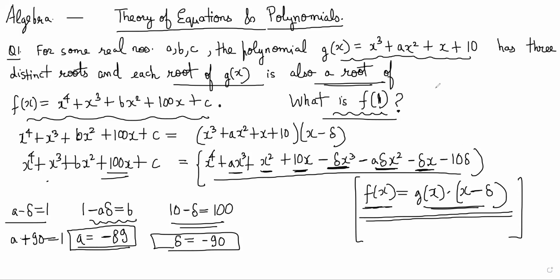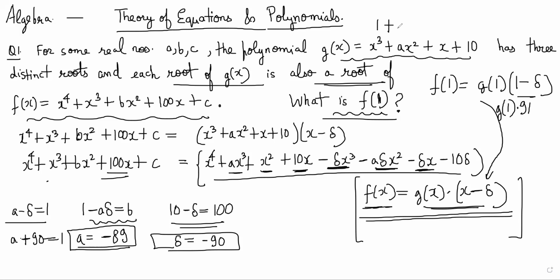So if you want to find out f(1), you can just put here, you will get g(1) times (1 minus delta). So 1 minus delta, delta is minus 90, so it is 1 minus minus 90, 91. And you have g(1) here. g(1) you can put there. So it is 1 plus a plus 1 plus 10. So that is a plus 12. a plus 12 is minus 77. So minus 77 into 91 is your answer, right?